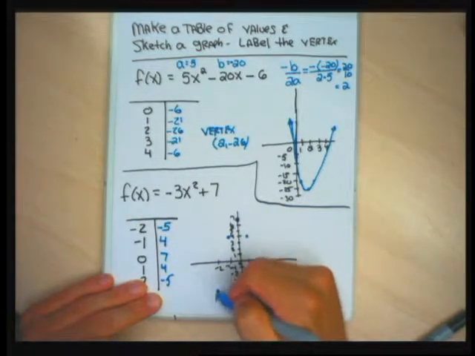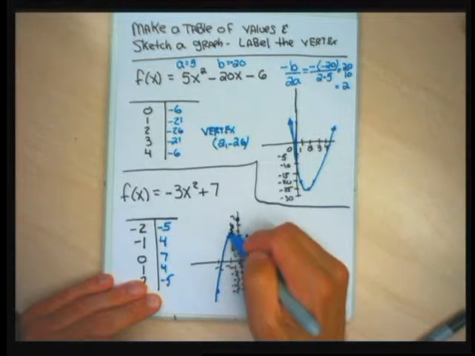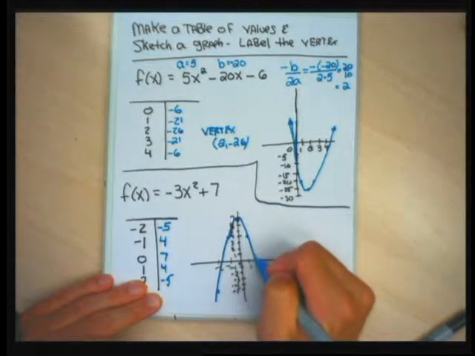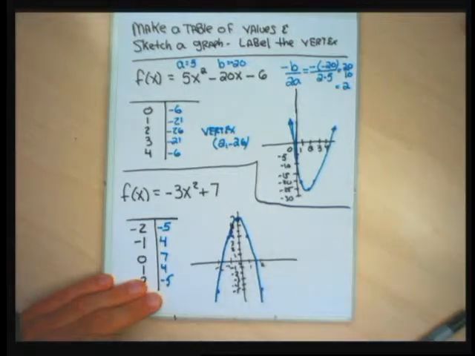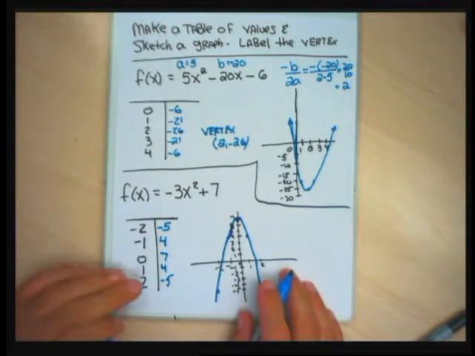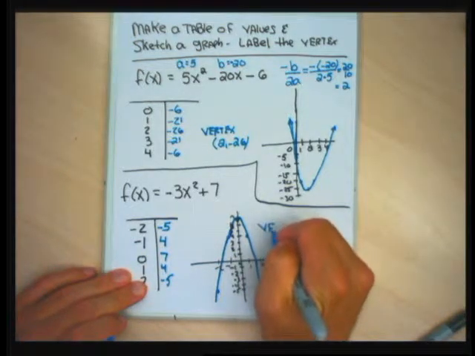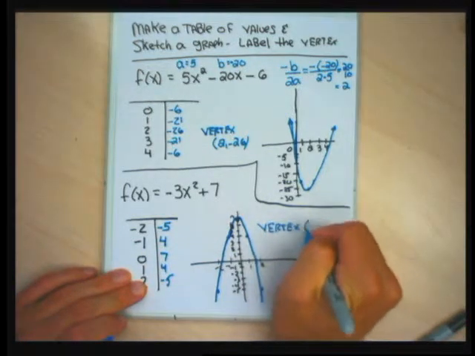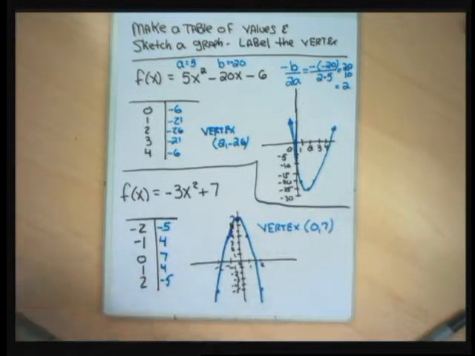So the negative in front of the x squared made the parabola flip upside down, made the vertex be a maximum point. So I did make a table of values. I sketched a graph, and I'm going to label the vertex. This vertex is the point 0, 7.